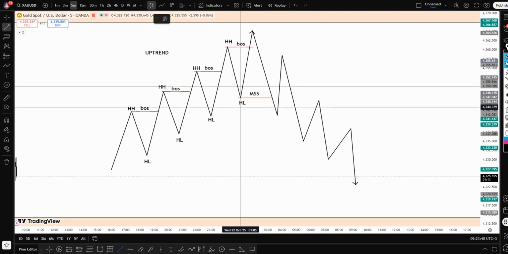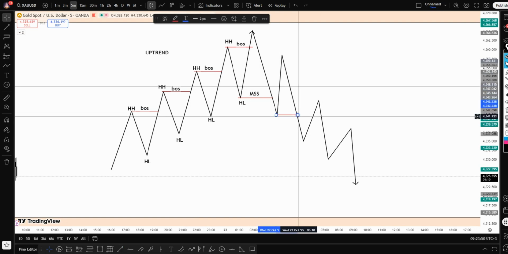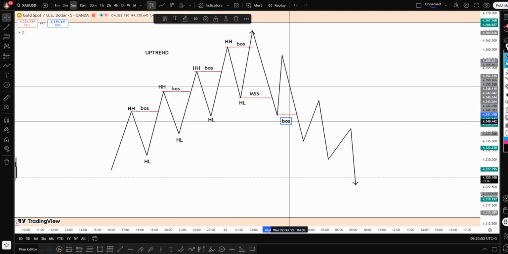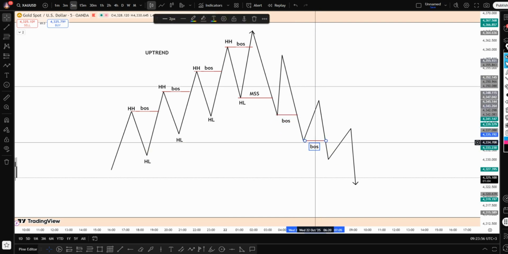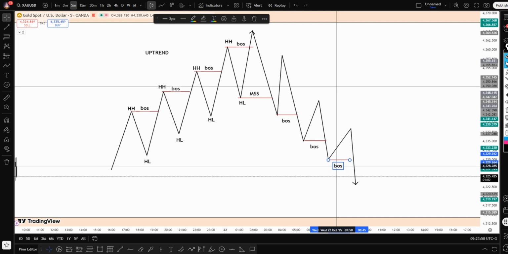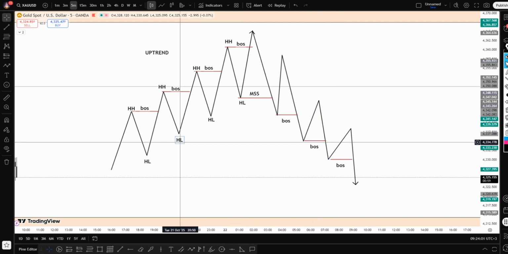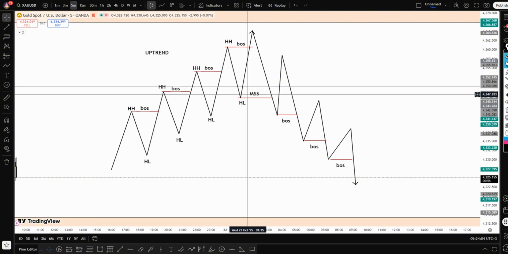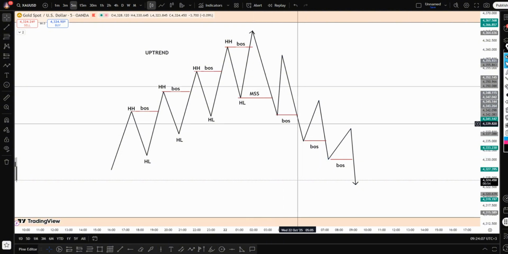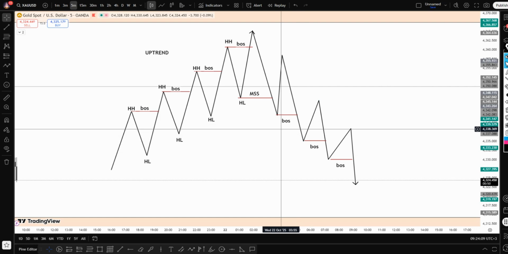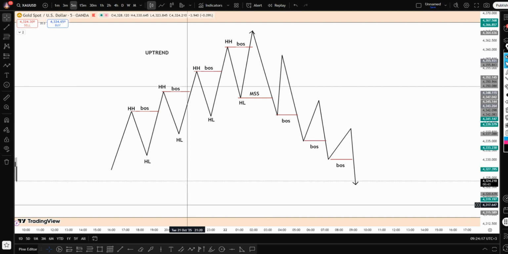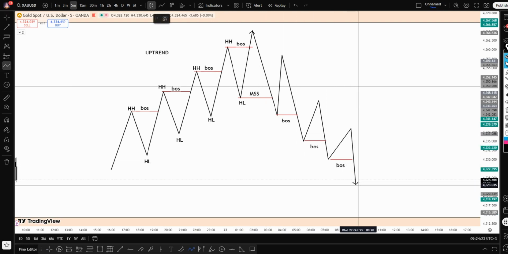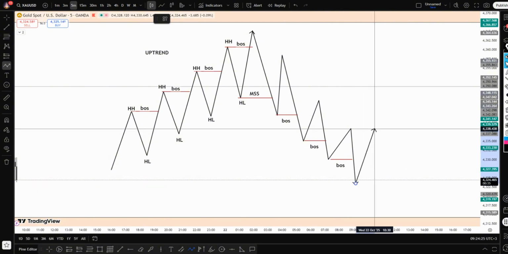So this will now be a breakout structure to the downside, and another breakout structure, and another breakout structure to the downside right there. So price was in an uptrend and gave us our market structure shift. That indicates to us that price might no longer be making higher highs and higher lows to go higher. Price now wants to sell. And this is equally opposite when price is downtrending. Now when price downtrends and reaches a certain point, it does that.